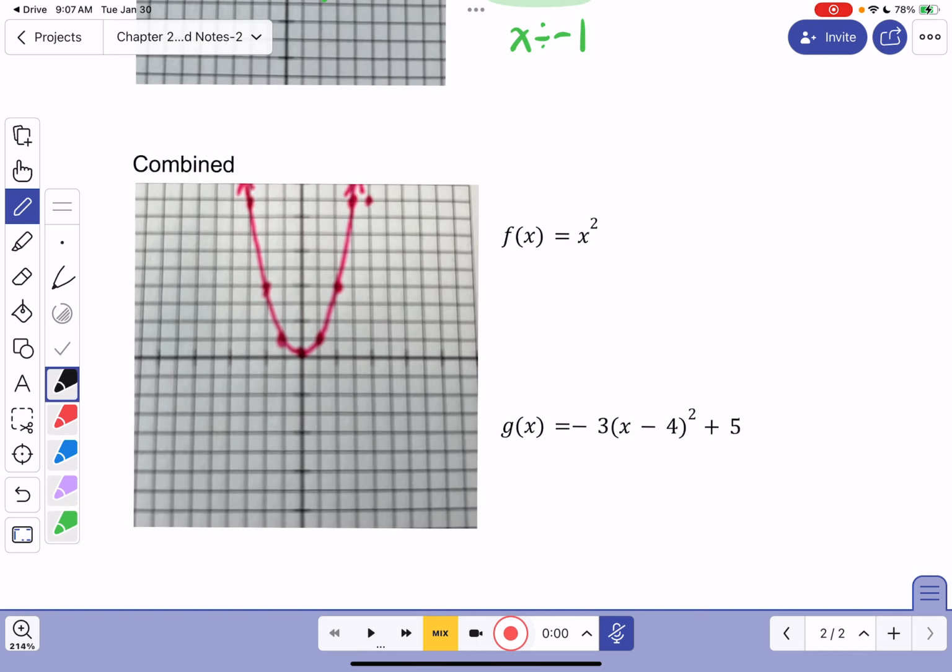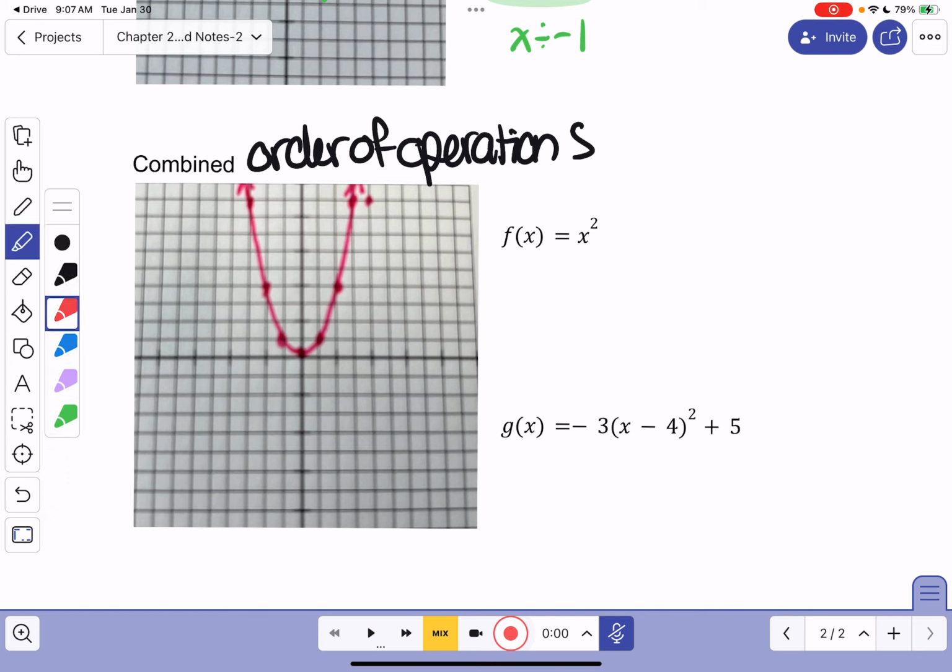When they're combined, like multiple steps, multiple numbers, you just follow the order of operations. Some people do the whole thing at once. Other people do it in pieces. So I'm going to show you both. So we're going to say f of x equals x squared. That's the graph that's right there.